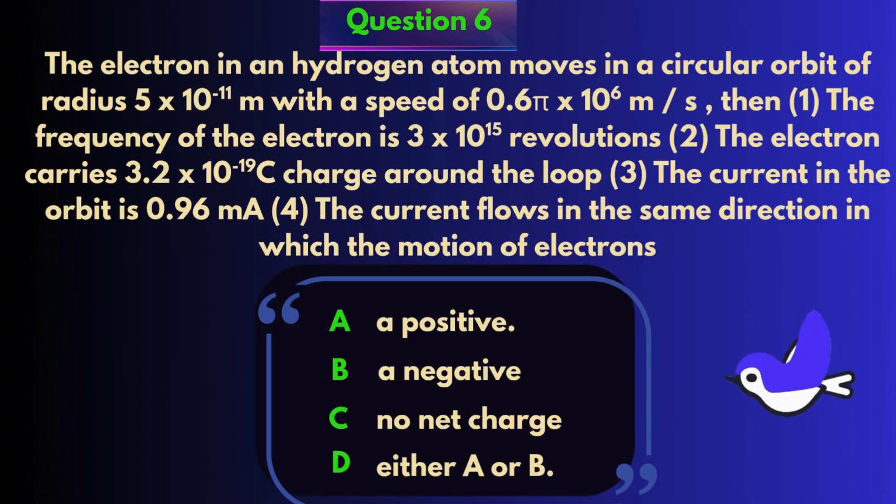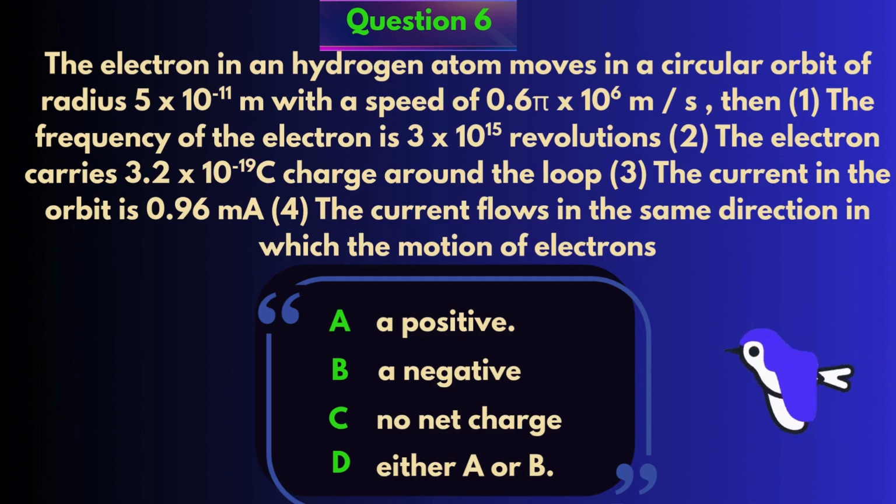Question 6. The electron in a hydrogen atom moves in a circular orbit of radius 5 × 10⁻¹¹ meter, with a speed of 0.6π × 10⁶ meter per sec. Then, 1. The frequency of the electron is 3 × 10¹⁵ revolutions. 2. The electron carries 3.2 × 10⁻¹⁹ coulomb charge around the loop. 3. The current in the orbit is 0.96 milliamps. 4. The current flows in the same direction in which the electrons move.